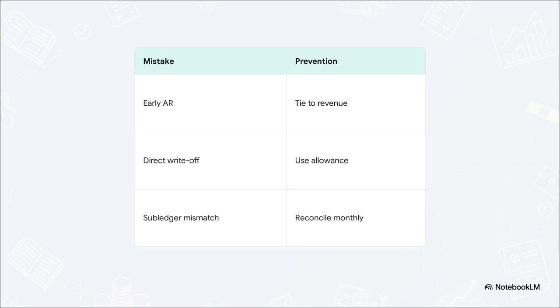The second mistake is recording a write-off as a direct expense instead of running it through the allowance. Someone might try to save a step by debiting bad debt expense and crediting AR directly. No way. The rule here is absolute. Write-offs must always go through the allowance. You debit the allowance and you credit AR. Remember, you already recognize the expense when you first increase the allowance. Don't double count it. And finally, a total classic.